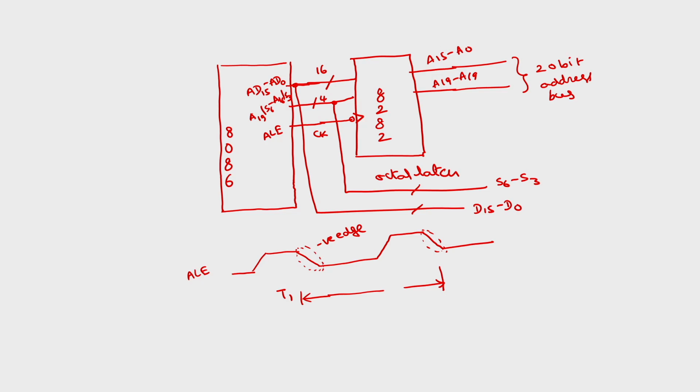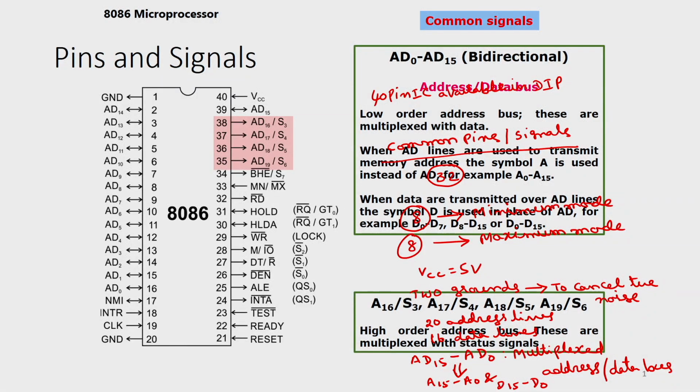For that we will use the ALE signal. So you see, this is how we can demultiplex the address and data bus. These are the common signals, but ALE is a signal which is available for minimum mode configuration. Because this function is required, I have discussed ALE here itself. So, what are the other common signals? Out of these I have discussed the ground, AD15 up to AD0.